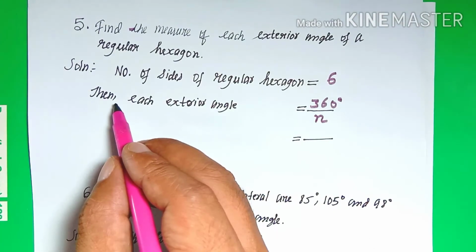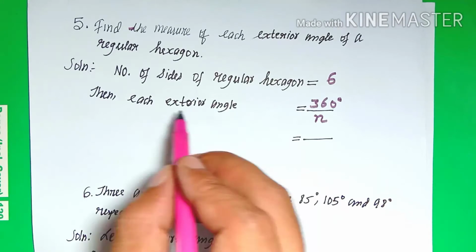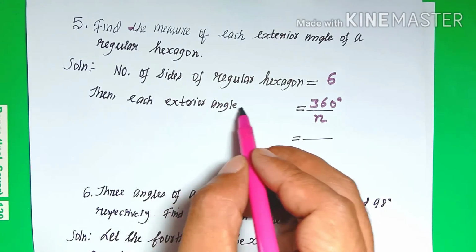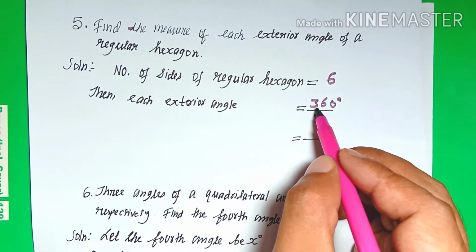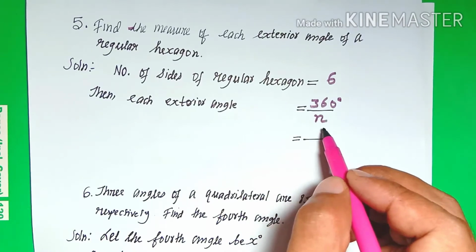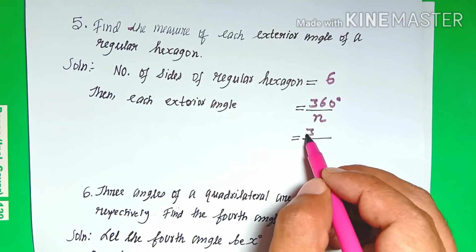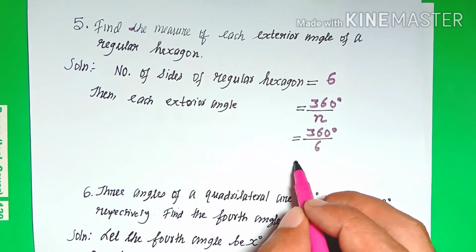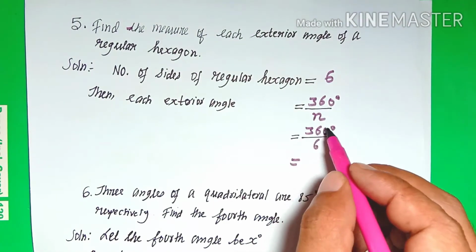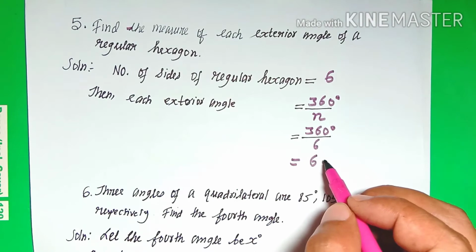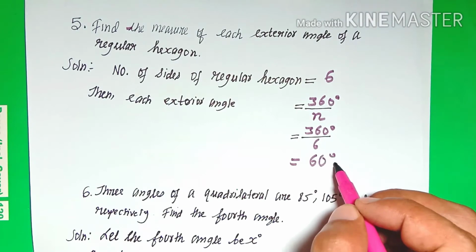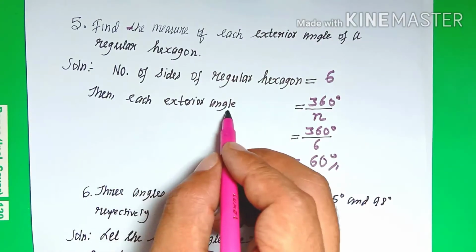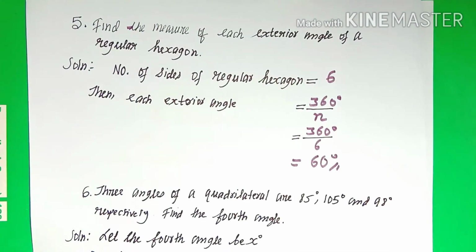Now like I said before, you'll have to remember the formula. Each exterior angle is given by the formula 360 upon n. So now we can take 360 degrees and the number of sides equal to 6. It's possible to cancel here. 6 into 6 is 36, 6 into 0, that means each exterior angle is equal to 60 degrees.